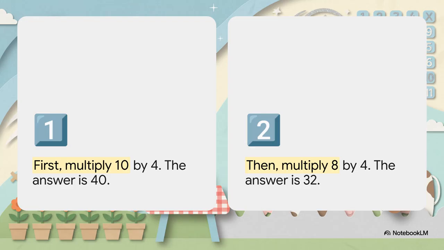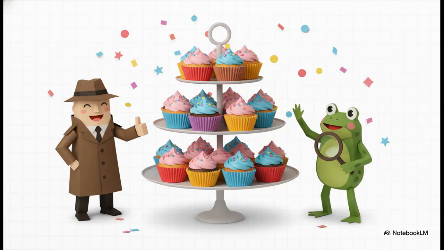Let's do it step by step. First, we multiply the 10 by 4. It's 40. So easy. Then we multiply the 8 by 4, which we know is 32. See? We turned one hard multiplication into 2 very simple ones. And now for the final step. You just add those 2 answers together. 40 plus 32 equals 72. See how easy that was? Ekdam muska hai. Smooth as butter. You can use this trick for any big multiplication problem.